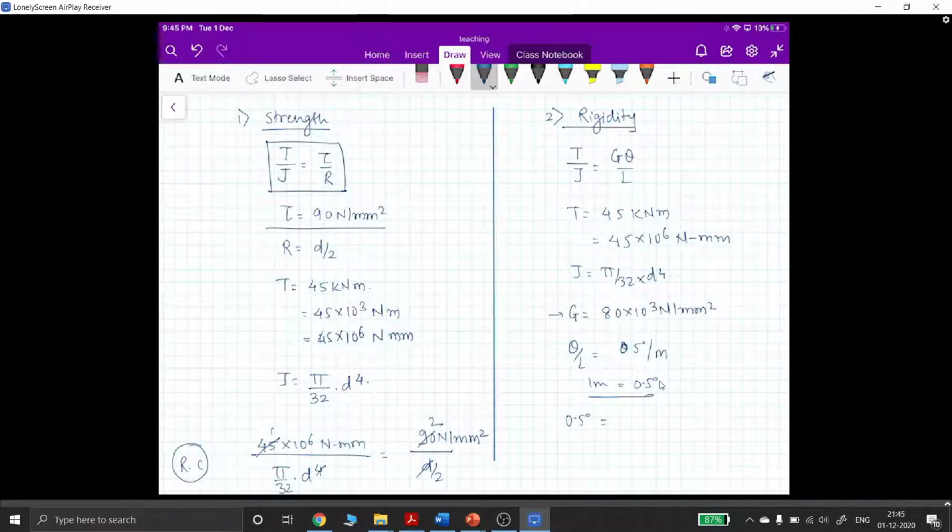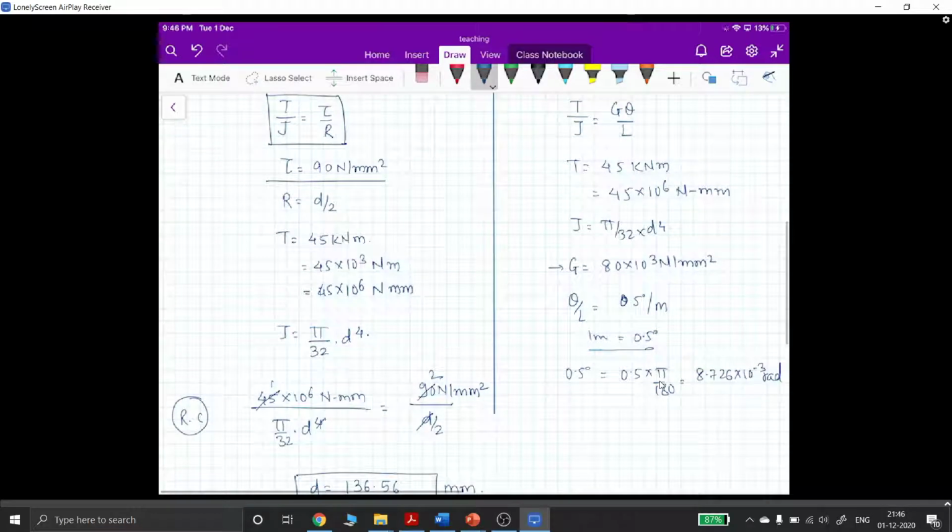To convert it into radians, we will multiply this 0.5 by pi by 180. So it will be 8.726 into 10 to the power minus 3 radians. Now you will get this theta in terms of 8.726 into 10 to the power minus 3 radians. So we have converted degrees into radians.